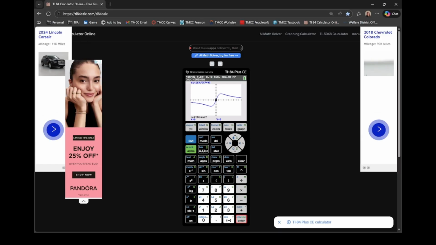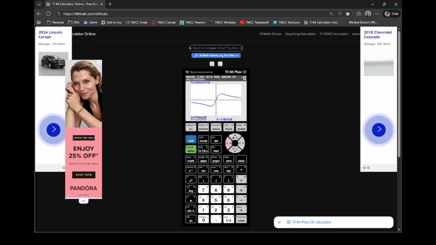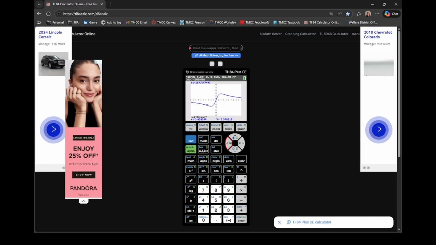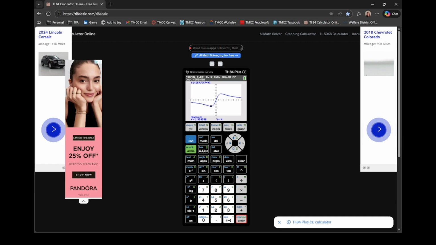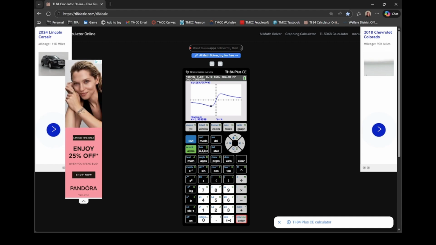Now it asks me, well, where's the left bound of my minimum? So I'm going to scroll to the left of where I can clearly see a minimum. I hit enter. And then I scroll with my button over to the right until I'm clearly to the right of the minimum. I hit enter again, and I hit enter one more time. And it clearly found the minimum at negative 1.99998. We're going to assume that's negative 2. And y equals negative 4. So that's x equals negative 2, y equals negative 4.